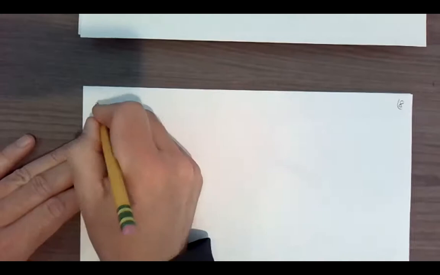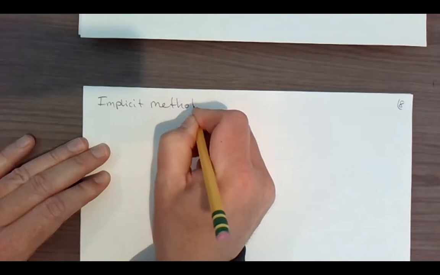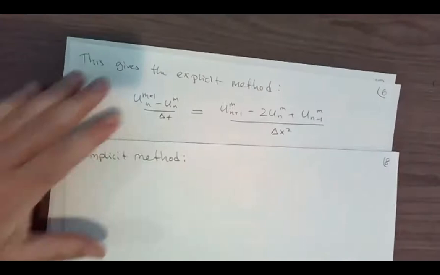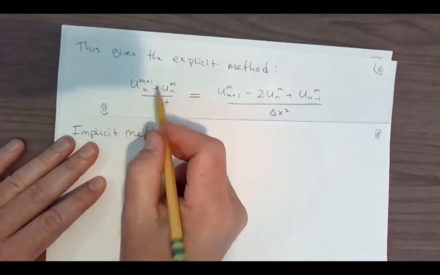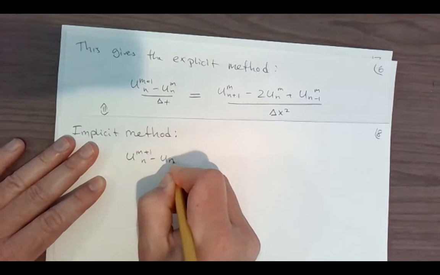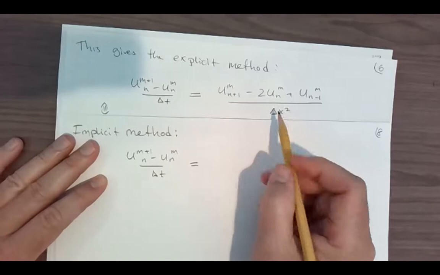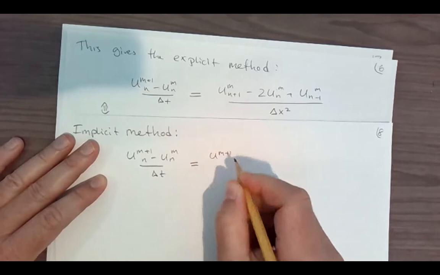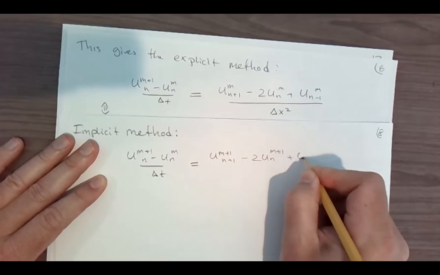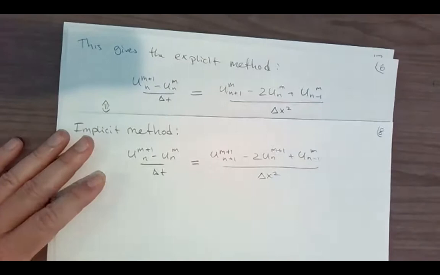So the implicit method, basically just copy paste from what we had up here. You will have the same left hand side. You would have u m plus one, the time derivative approximation. This is now going to be exactly what you had on the right hand side, except we go one up on the m. And then you divide by delta x squared. So that's it. That's the only difference.